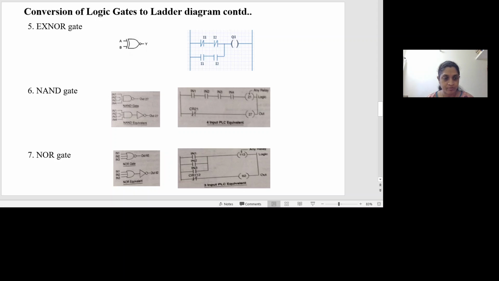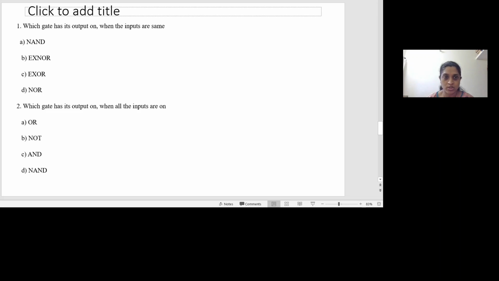So I think this finishes your current session. In this session, we went through what a ladder diagram is, what the fundamental parts used to write a ladder diagram are, and went through some of the general rules used for conversion. Then we took seven basic gates and converted them into ladder diagrams. Next we'll quickly move on to the quiz section.